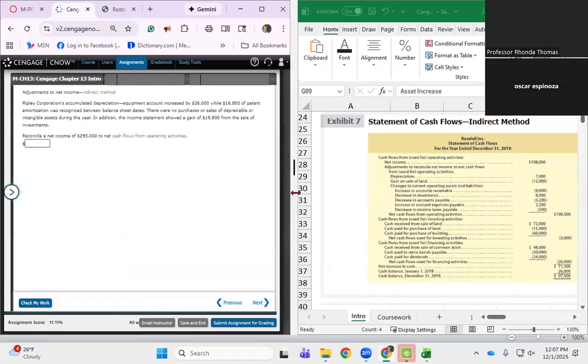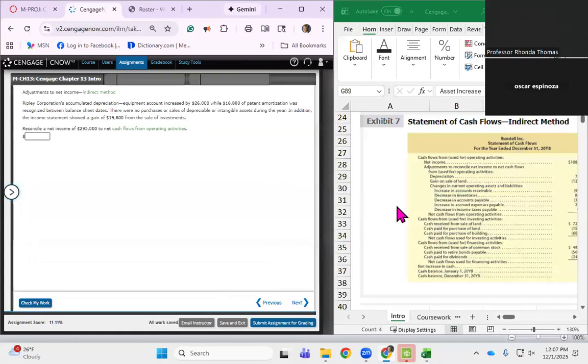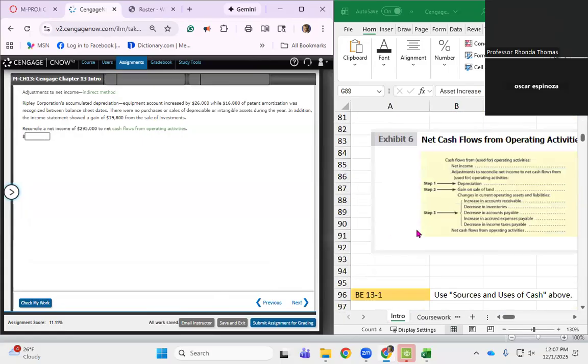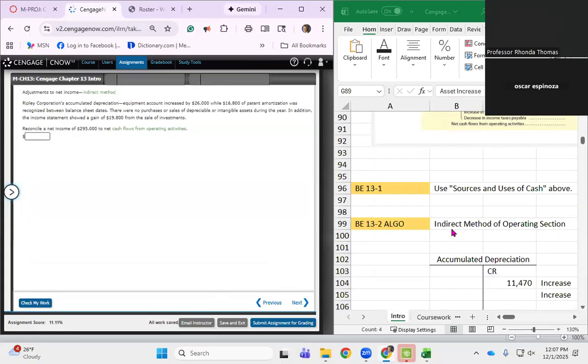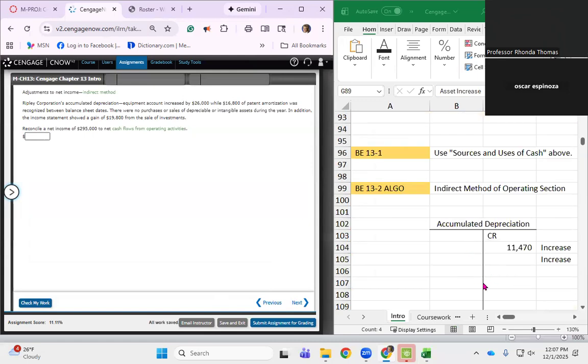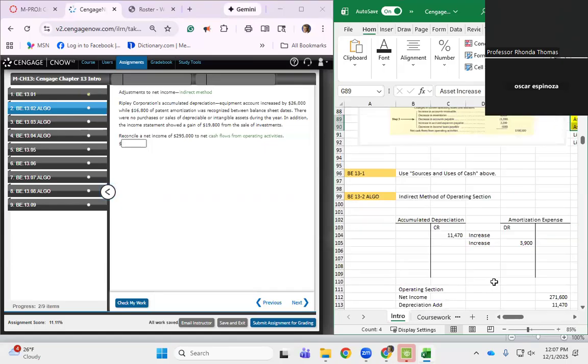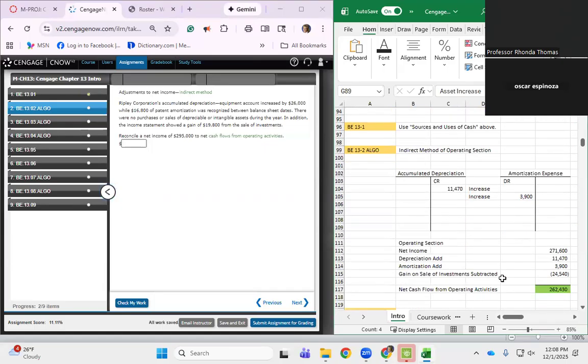We're going to start using that indirect method recipe, which is right here. So here's what we've got. This is 13.2. So you've got numbers and I've got numbers. I want the indirect method of the operating section. So let me show you what this looks like here.